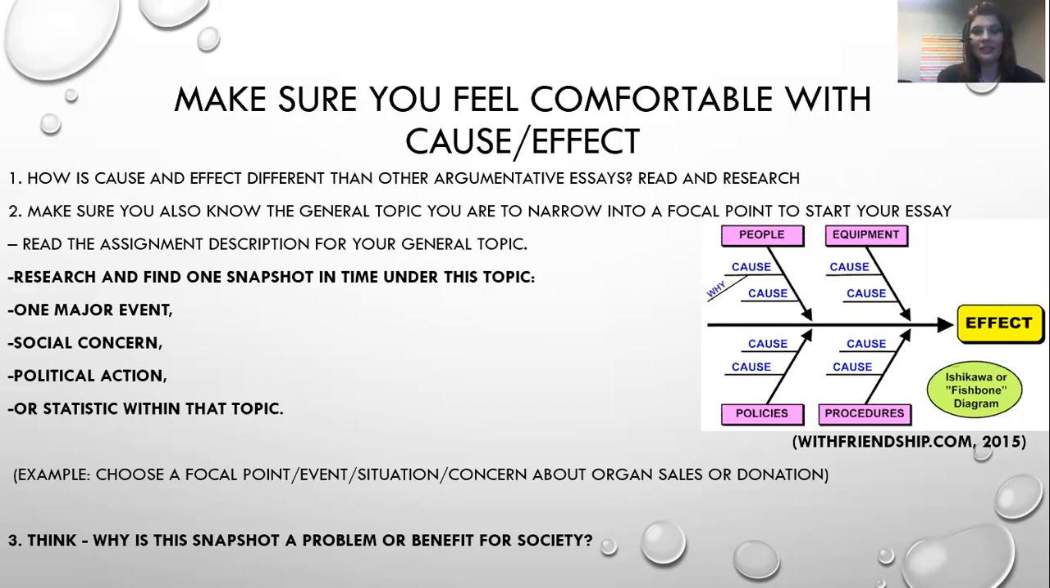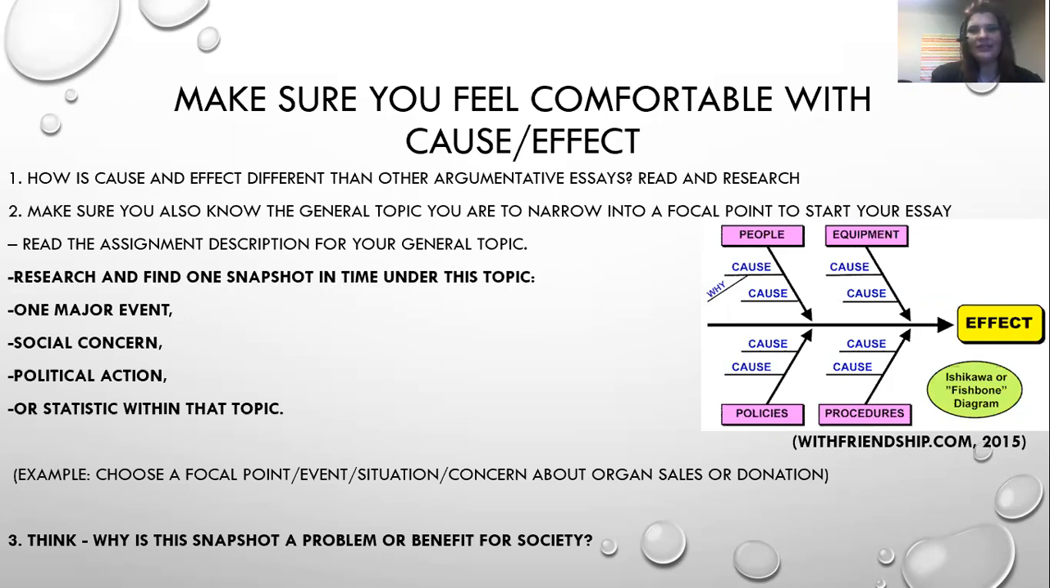Moving on from that general topic, then you'll pick one major event, social concern, political action, statistic, or some other snapshot in time about your topic. Because in a cause and effect essay, you'll need to make a judgment based on that snapshot, and that judgment can be a series of causes leading up to it or a series of effects leading out from it, or a combination thereof. But you'll want to know what your main focus snapshot is, whether it's an event, a concern, an action, or some other snapshot of time.